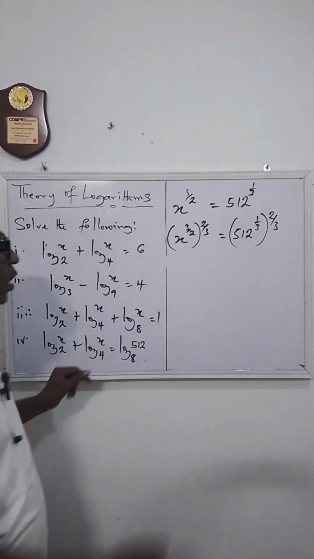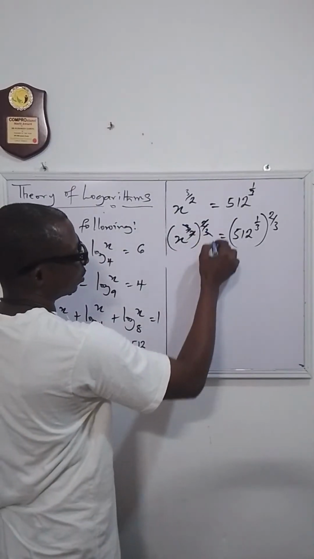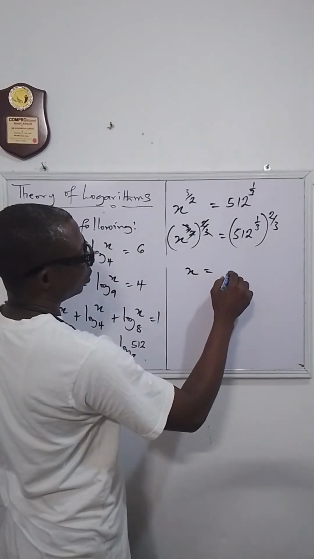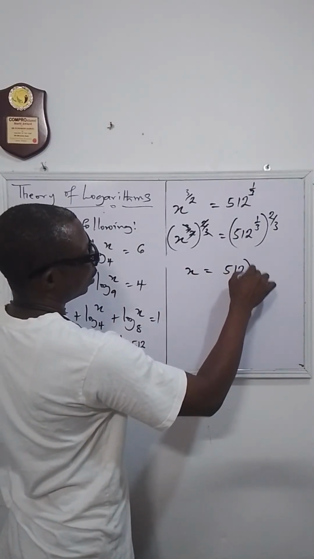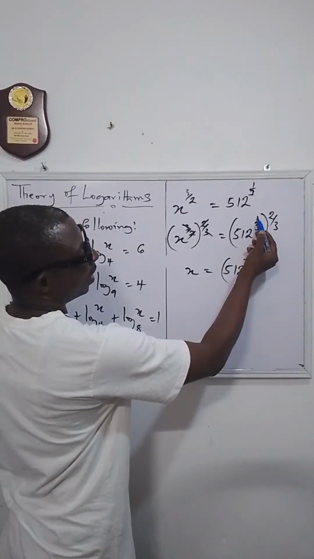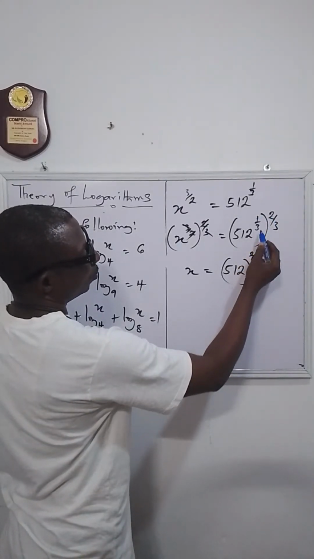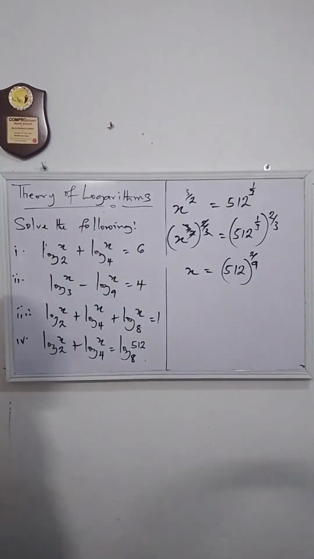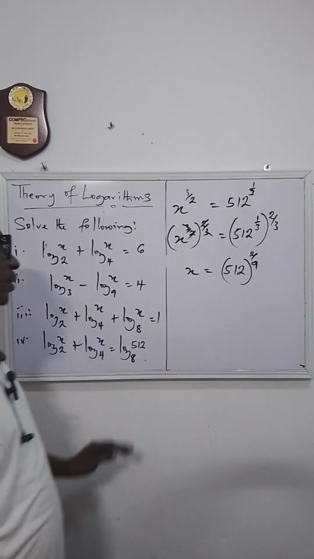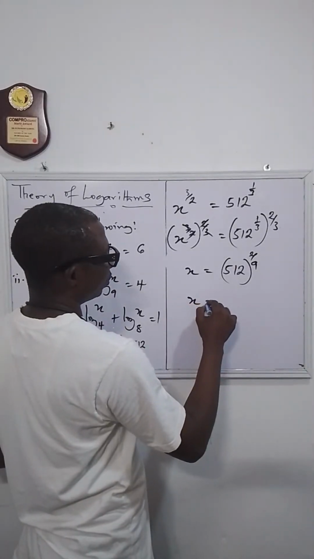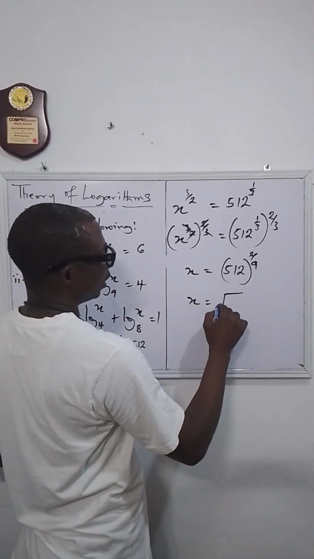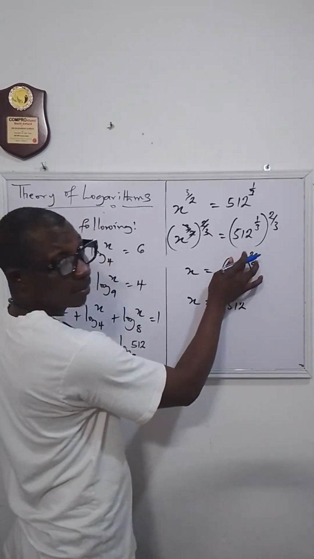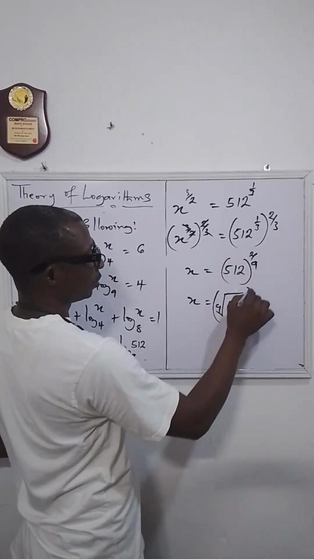Now this cancels, this cancels. So now we have x equals 512 raised to the power of, 1 times 2, that's 2, over 3 times 3, that will give you 9. So what's the next thing? The next thing is to find the ninth root of 512. Ninth root of 512, we still have 2 here at the top.